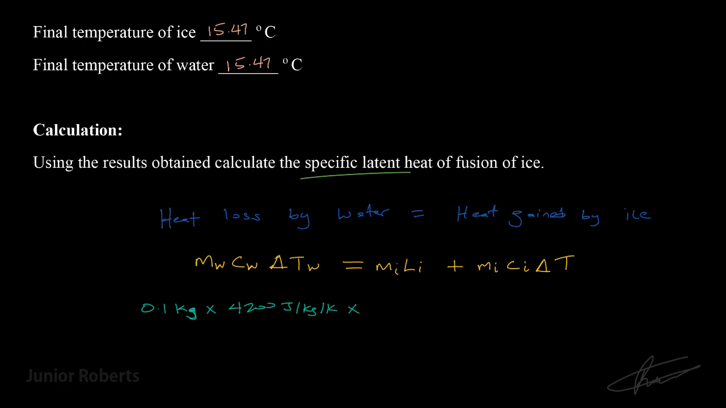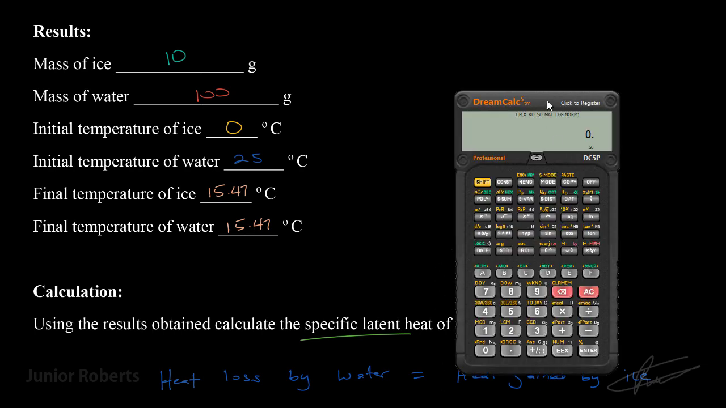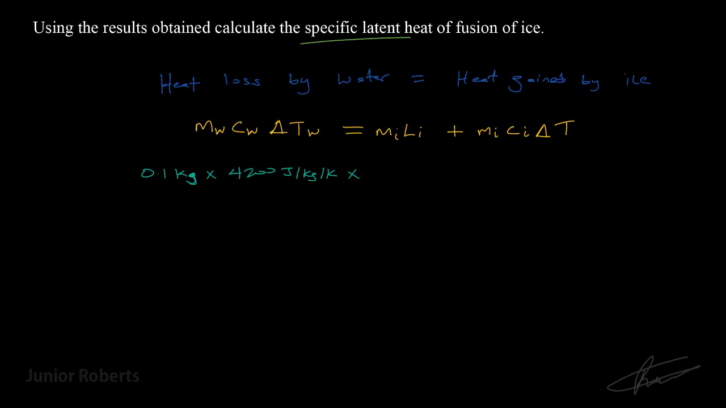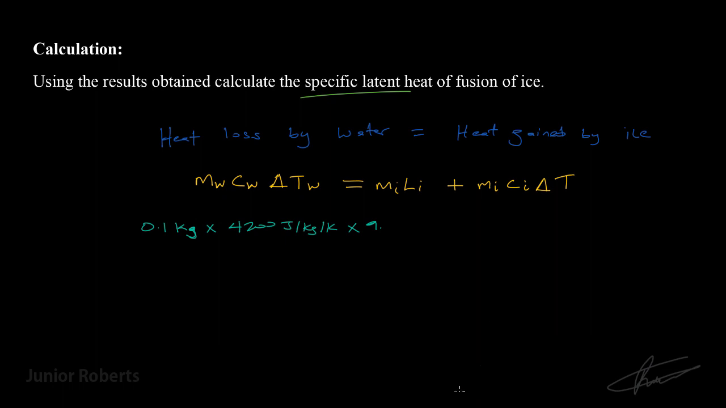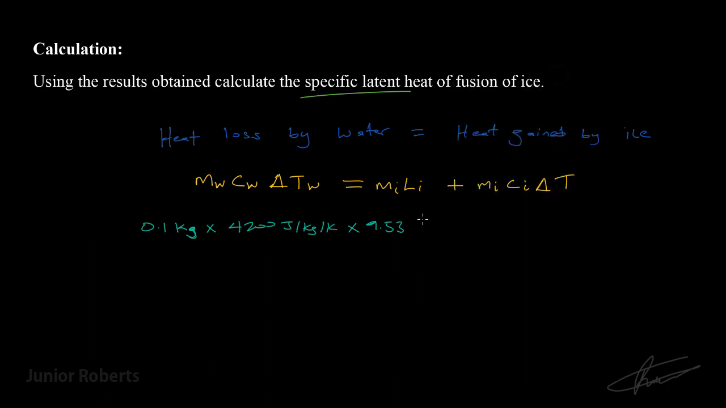of the water. The change in temperature of the water, we can determine by taking the difference of 25 and 15.47. So we take a calculator and simply say 25 minus 15.47, and we get 9.53. So the change in temperature of the water would be 9.53. Since we're talking about a change in temperature, a change in degrees Celsius is the same as a change in Kelvin, so we can say 9.53 Kelvin.